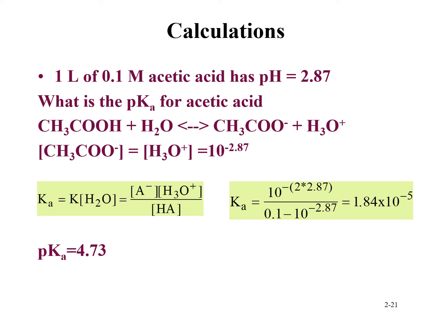10 to the minus 2.87, that's approximately 10 to the minus 2.8, divided by 1 minus 10 to the minus 2.8, because that's the amount of the acid that became deprotonated. That's equal to 1.84 times 10 to the minus 5, and that's equal to a pKa of 4.7, and acetic acid has that pKa.